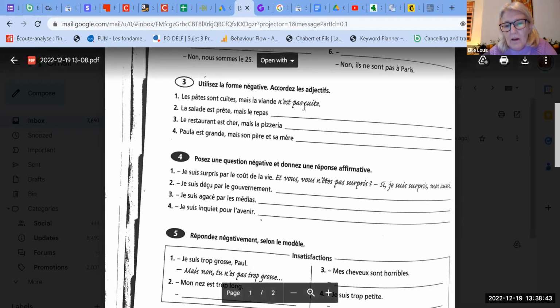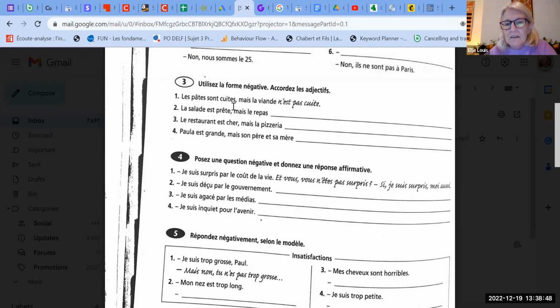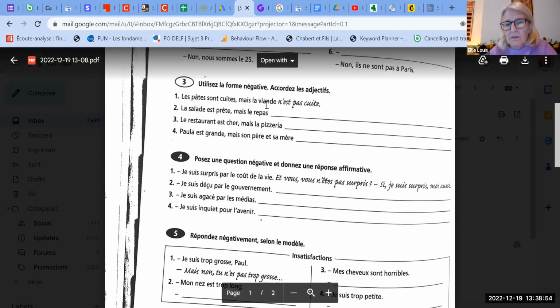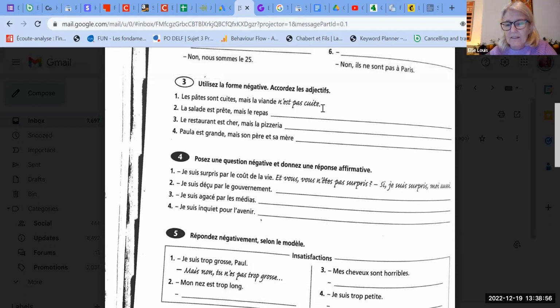So we've still got the ne pas going on, but we might drop the ne sound. So, les pâtes sont cuites, mais la viande n'est pas cuite. So the pasta is cooked, it's plural in French, but the meat isn't cooked. That's the example.